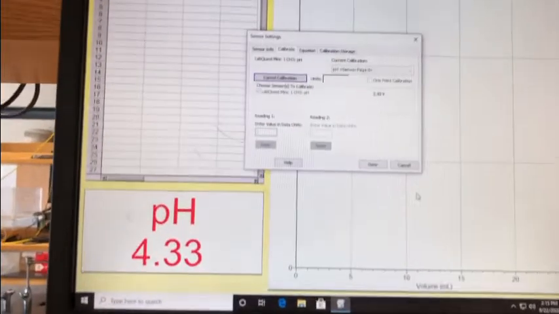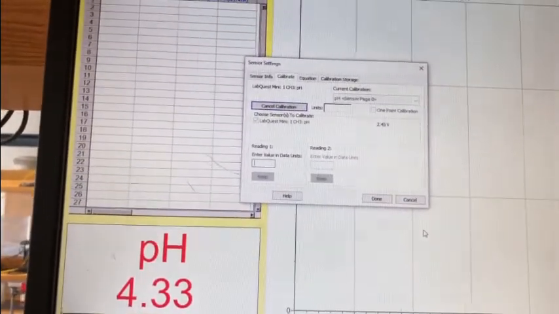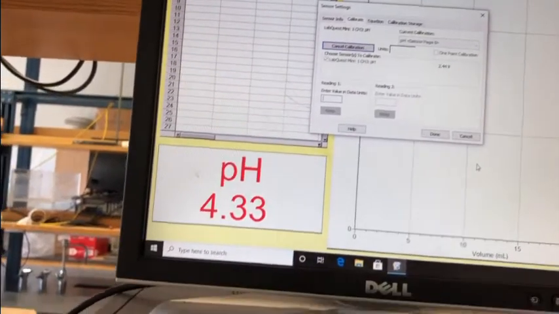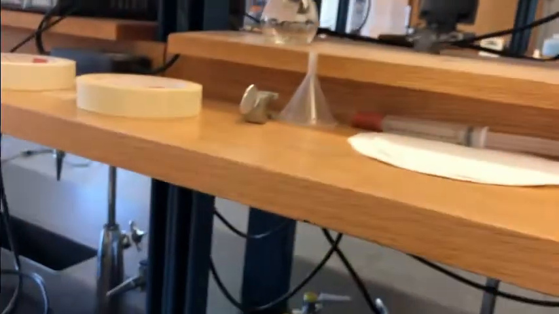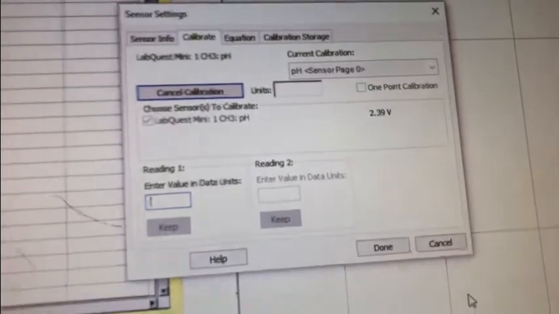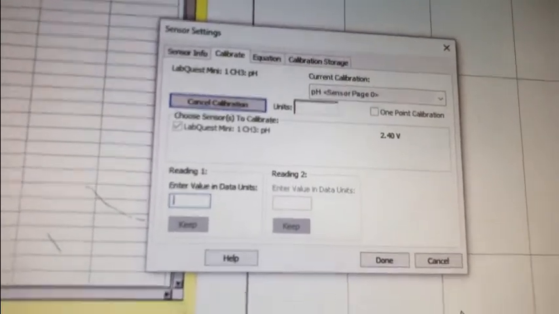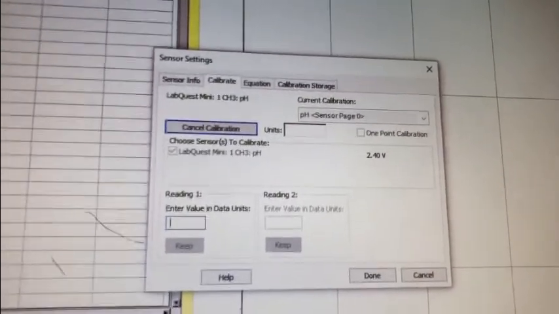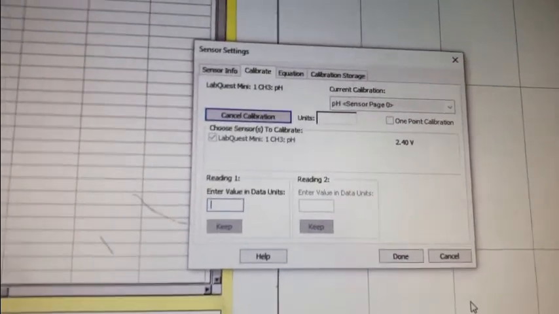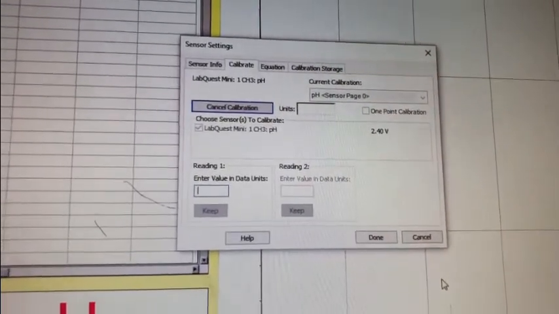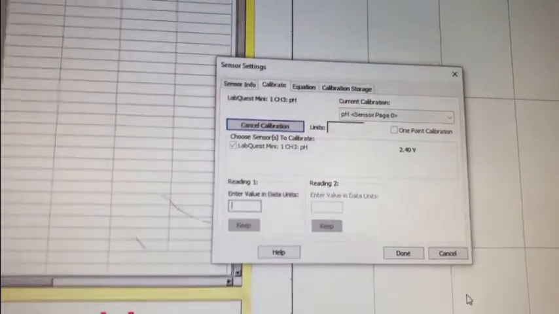So as you can see here, the voltage is 2.43, right? I didn't put it inside here. This is outside. Once I have put it in the pH 4, I am just moving it like this, and let me see here. Can you see the voltage is decreasing or increasing? 2.40. Once the voltage is settled, then we can take it out.